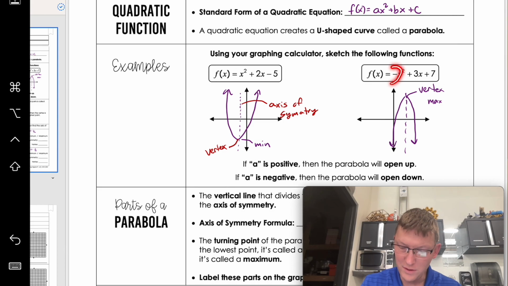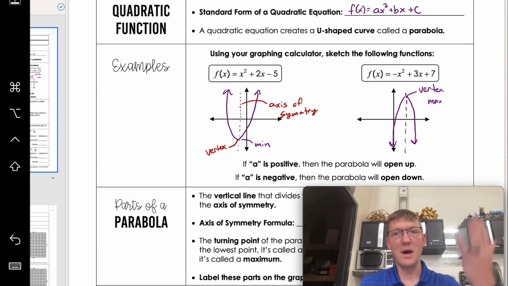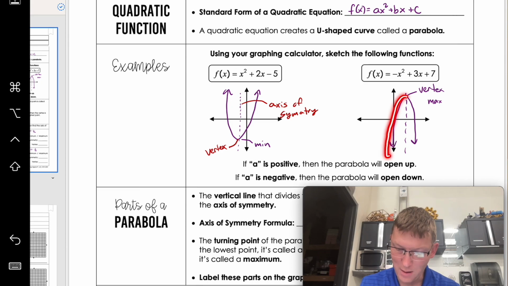Notice when we put this negative sign here, just like absolute values, it flips it over or mirrors it around the x-axis. So here, with this negative sign, we now have a parabola facing down. We still have the vertex, we still have an axis of symmetry. Those are all important things, but now the vertex, instead of being a minimum, is called a maximum. This is important in business because we want to maximize our profits or minimize our costs and things like that. That's why we talk about it, and it's important to know.